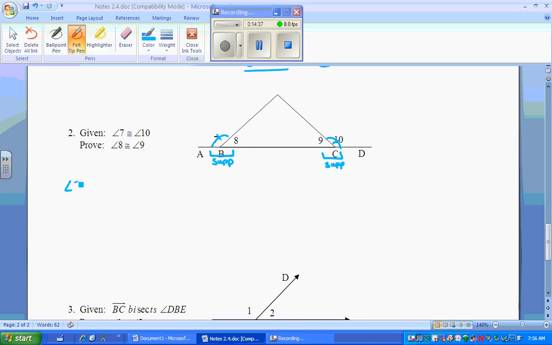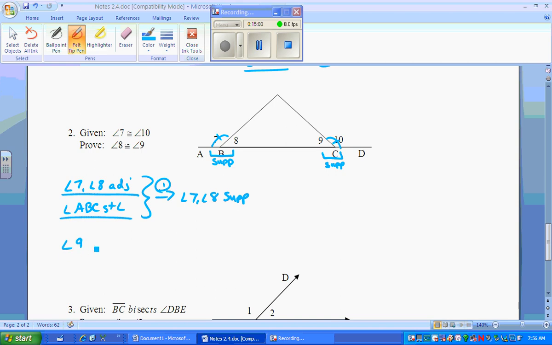So let's start it out. So we know angle 7 and angle 8 are adjacent. Underline it because it's given. We also can look at the picture and assume ABC is a straight angle because you can assume straight angles. These two ideas together, reason 1, angle 7 and angle 8 are supplementary. One supplementary piece. Second supplementary piece comes from the other side.